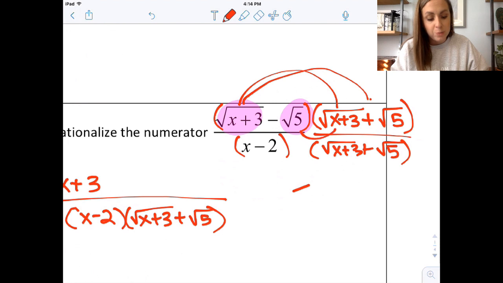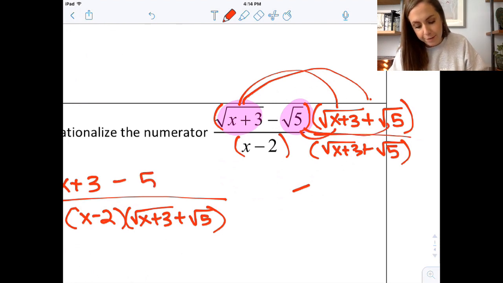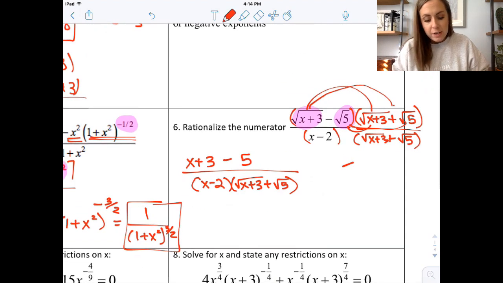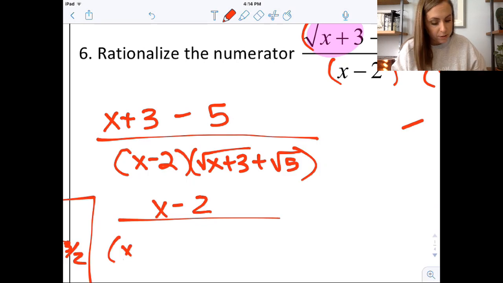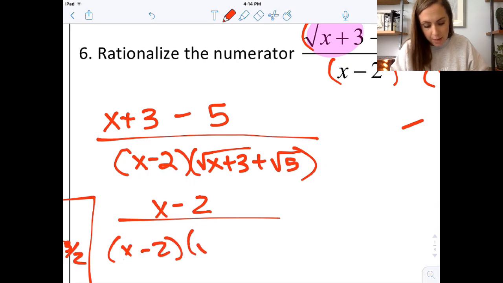That's the joy of a conjugate. And then minus 5. So that's what I get when I actually multiply those out. Now I can simplify that more. That makes my numerator x minus 2 over x plus 3 plus radical 5.